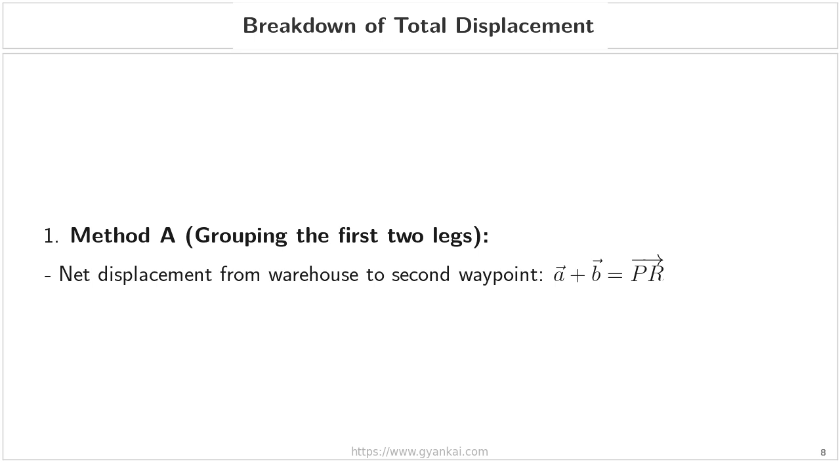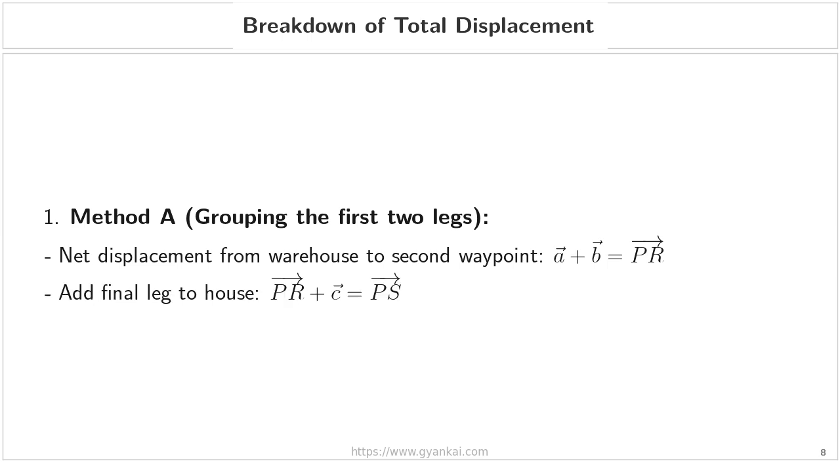If we group these first, we are essentially calculating the net displacement from the warehouse to the second waypoint. Mathematically, vector A plus vector B equals the vector from point P to point R. Now, to find the total journey, we simply add the final leg, vector C, to this result. This gives us the vector from point P to point S.